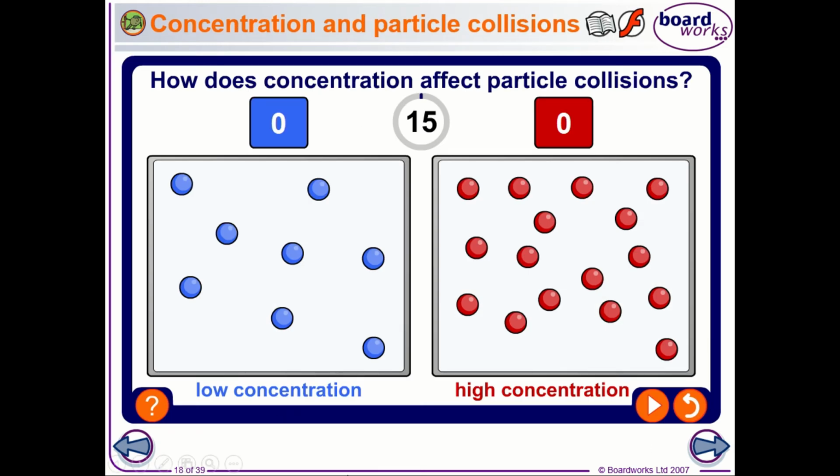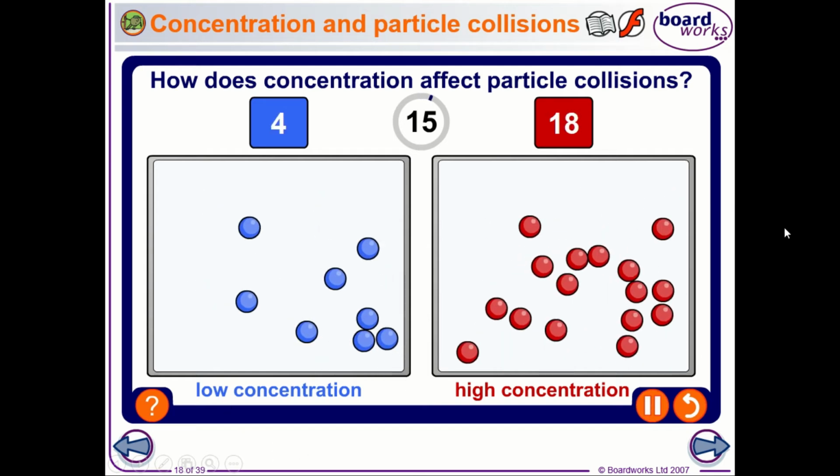Okay. So, based on the animation, titignan natin kung sino ang mas mataas ang rate of collision. Kung sa high concentration, kung saan mas marami yung reactants, or sa low concentration, kung saan mas mababa ang reactants.